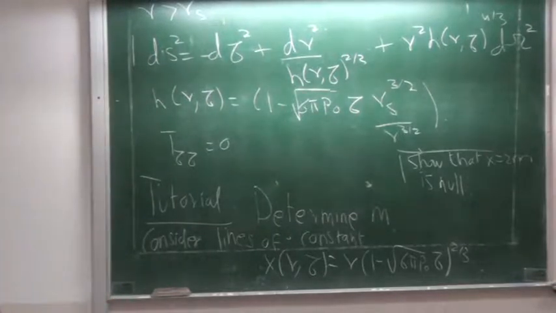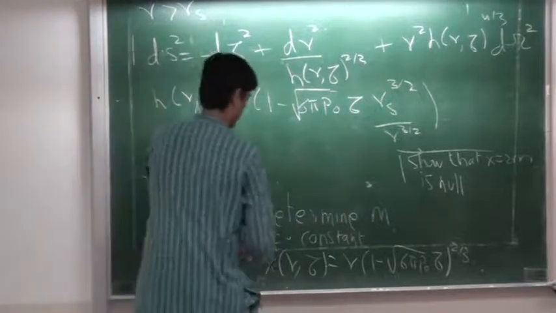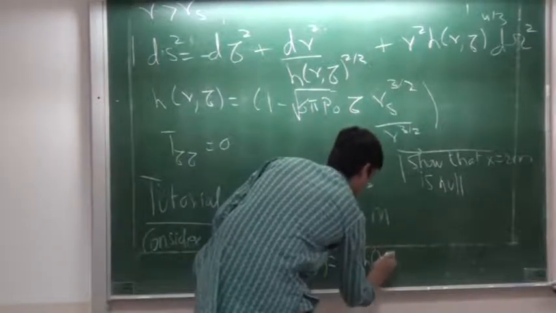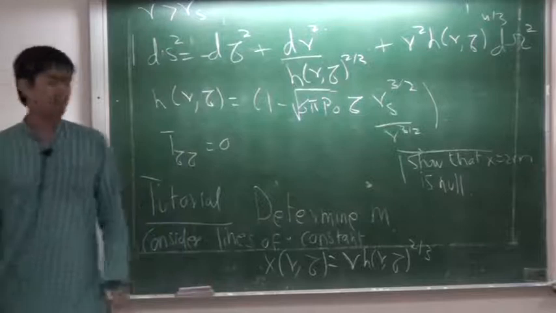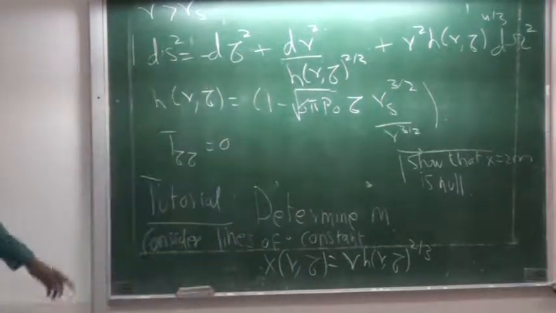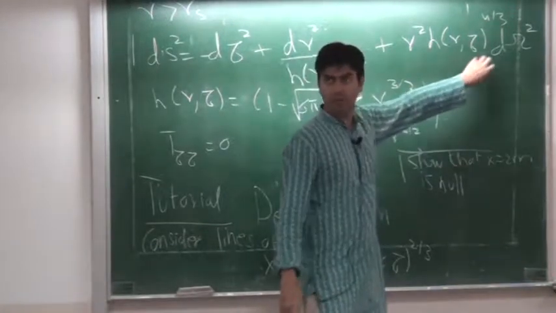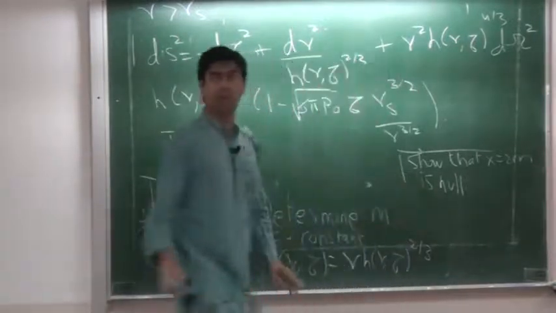Sorry, just one second. No, this is not what I want to do. I want you to use the part outside. X is equal to r times this. Not the part inside, but the part outside. So consider x, where x is this part, r times h of r, tau to the 2 by 3, which is also the size of the sphere, even for the outside solution, not for the inside solution, and show that at x equal to 2m, this becomes null. Okay?